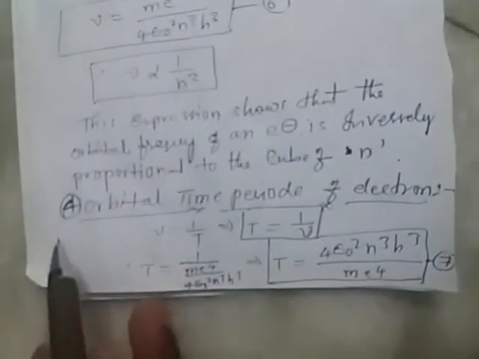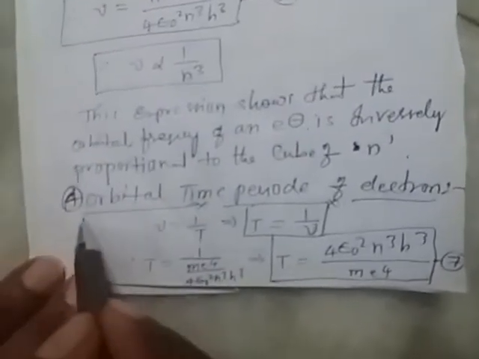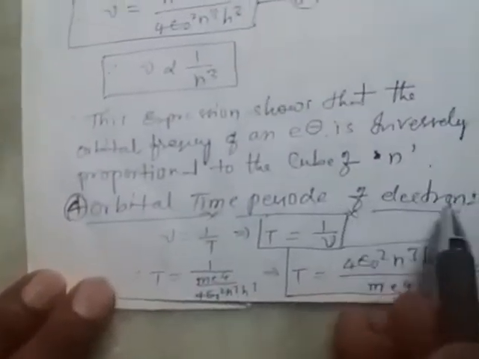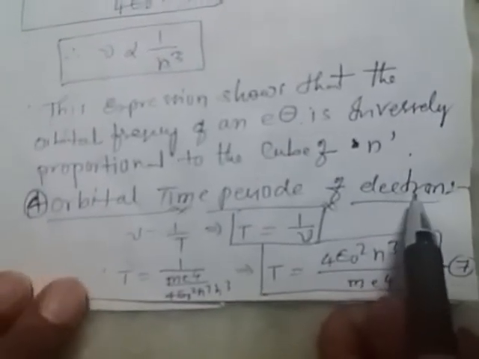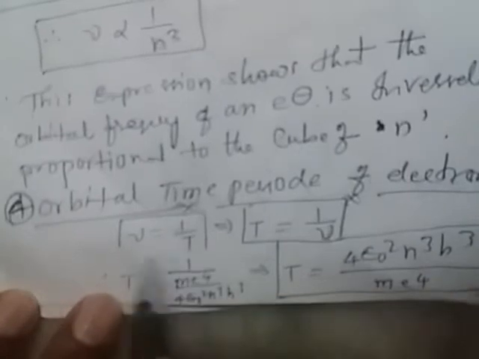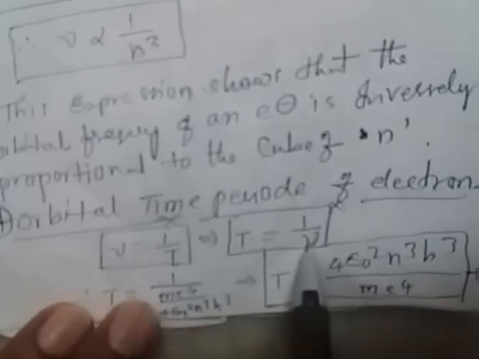Now we have to determine the fourth quantity, which is represented by the orbital time period of an electron, capital T. Already we know the frequency: frequency nu equal to 1 by T. This is the main formula. The reciprocal of the time period is called the frequency. But we can write the time period equal to 1 by nu.